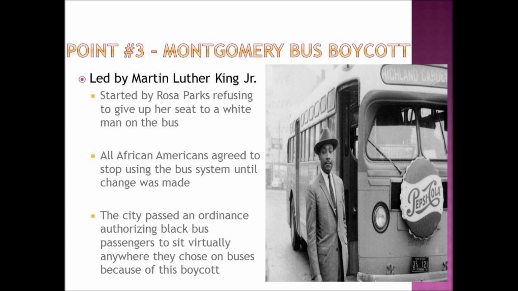After that happened, Martin Luther King organized a boycott, where they stopped using the bus system in Montgomery. All African Americans agreed to stop using the bus system until a change was made allowing African Americans to sit on the bus even when whites were standing. The majority of people who rode the bus were African Americans, so not giving them that business hurt the economy of the bus company. The city eventually passed an ordinance authorizing black bus passengers to sit virtually anywhere they chose on buses because of this boycott. So they nonviolently brought about this change through economic punishment.